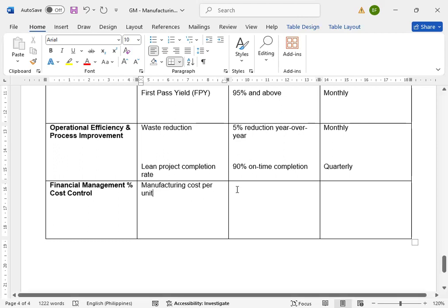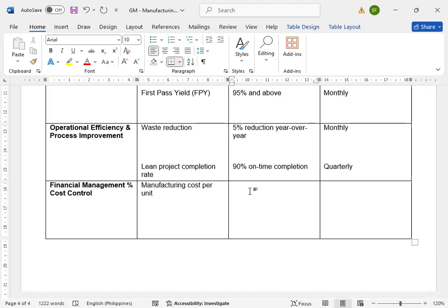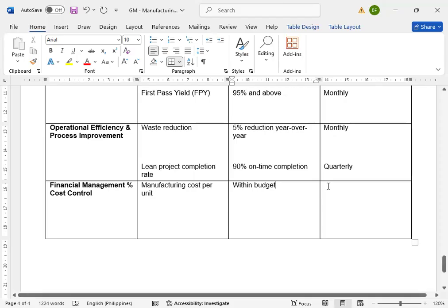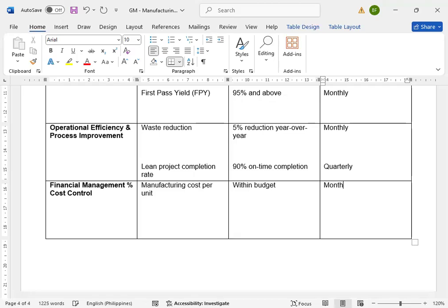Okay. So what do you expect of this? Manufacturing cost per unit. This one should be within the budget, right? Within the budget. All right. Whatever budget he has for the cost, overhead, operational cost, working capital, etc. Then he is doing this monthly. He's going to be doing this monthly.